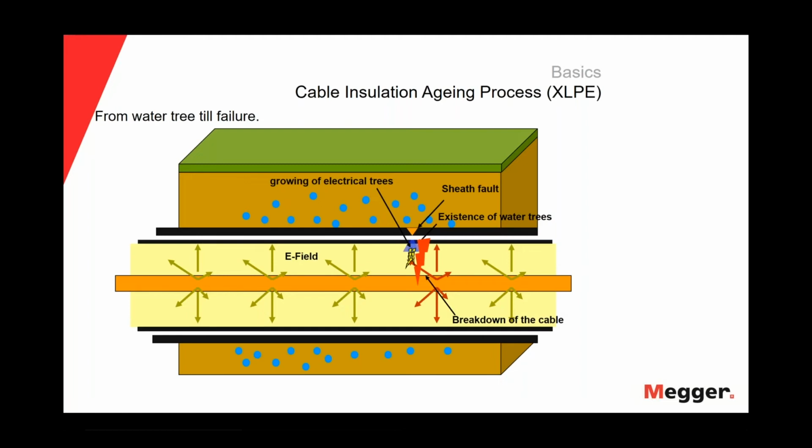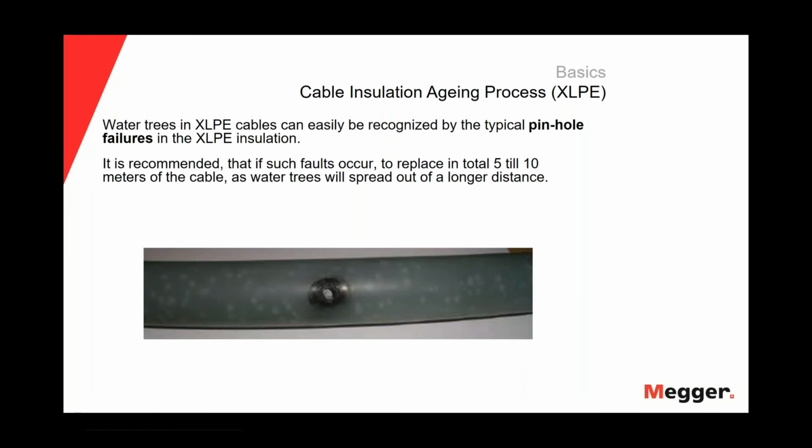So, continuing with the insulation aging process in XLPE cables, it's important to know that water trees in the cable can easily be recognized by typical pinhole failures in the XLPE insulation. For that reason, we recommend that if such failures occur, to replace between 5 to 10 meters of cable, as the water trees will spread out over a longer distance.